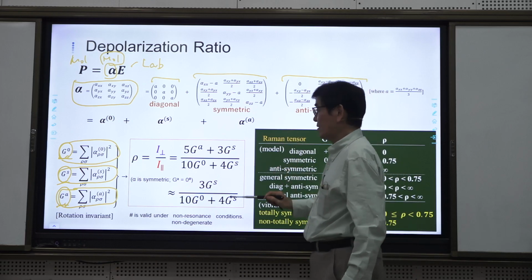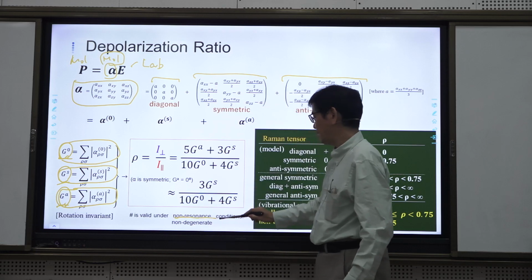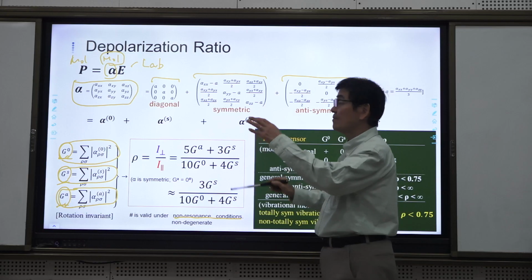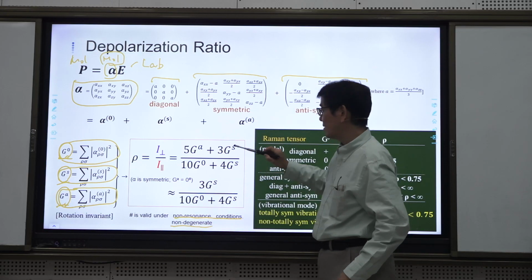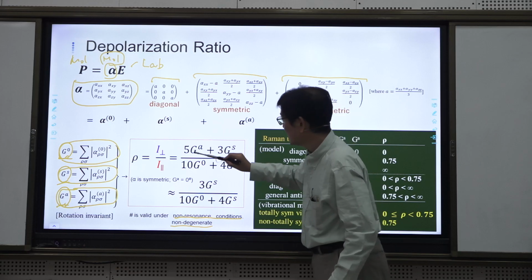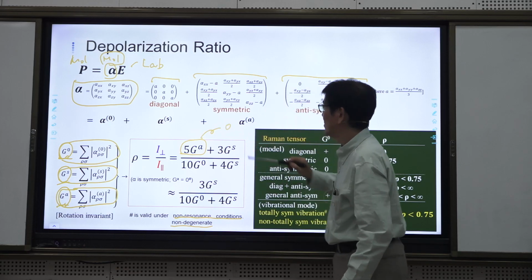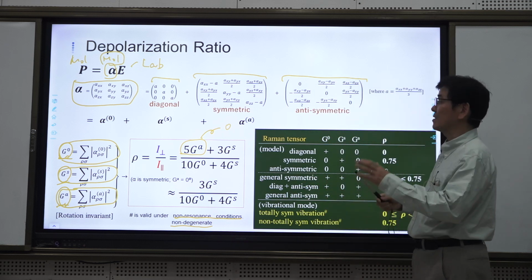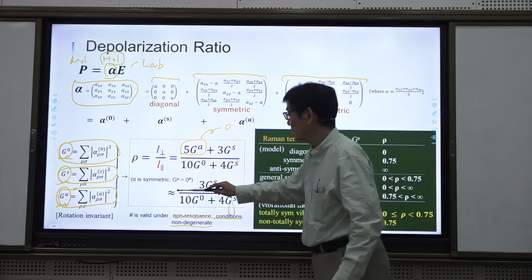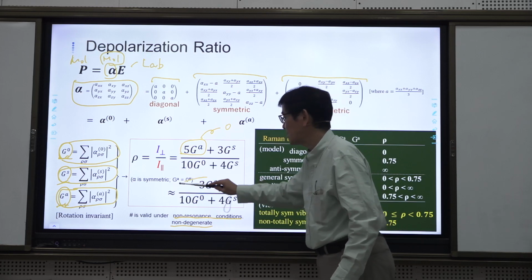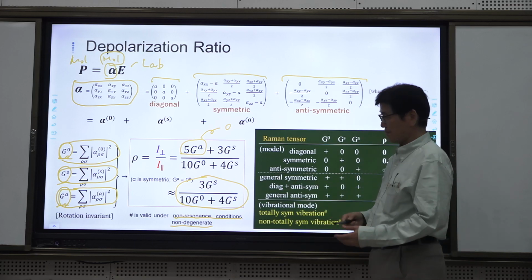And further, when we measure the spectrum under the non-resonance condition and the electronic state is not degenerate, then a term becomes negligibly small. Then rho is approximately expressed with this equation.